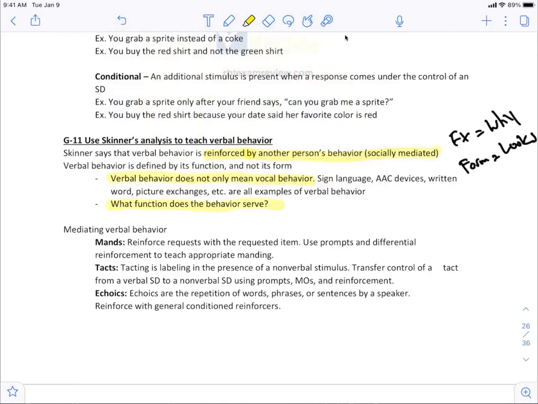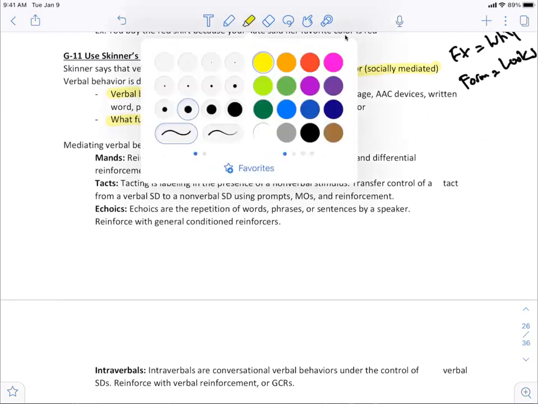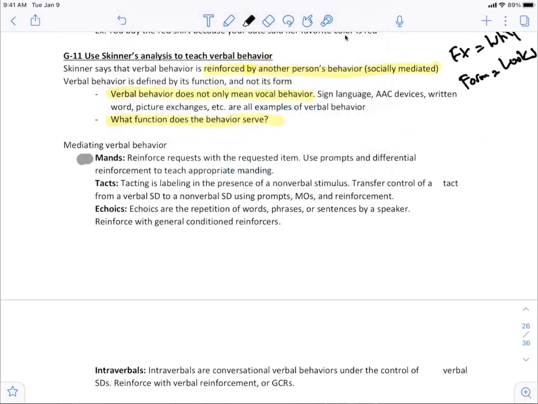So how do we mediate certain types of verbal behavior? Let's go over our big four: mands, tacts, echoics, and interverbals. Mands, we're going to reinforce a request with the requested item. So, ask for apple, get apple. Very important, okay? To know how you mediate the verbal behavior, what evokes verbal behavior, how you reinforce it. A mand is evoked by an MO.